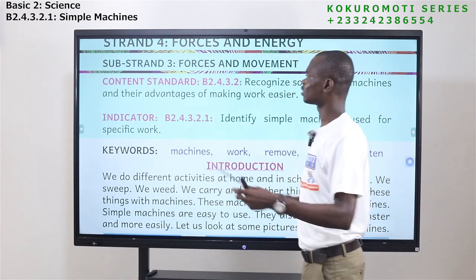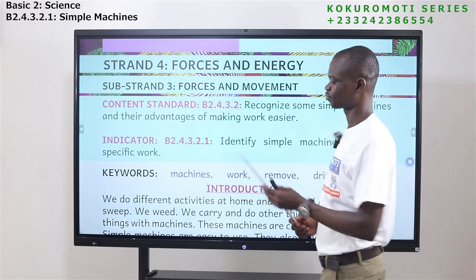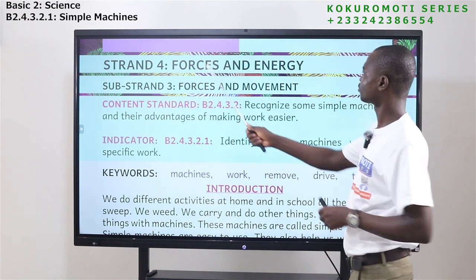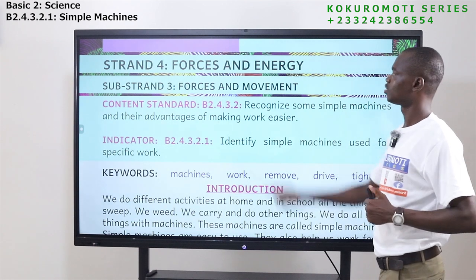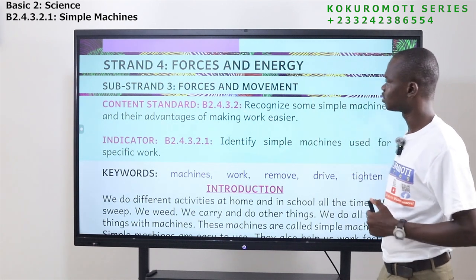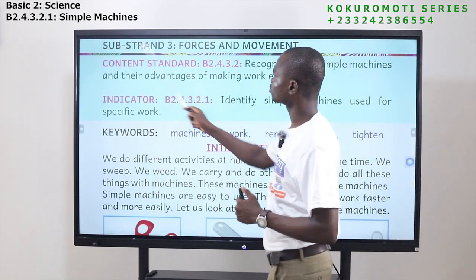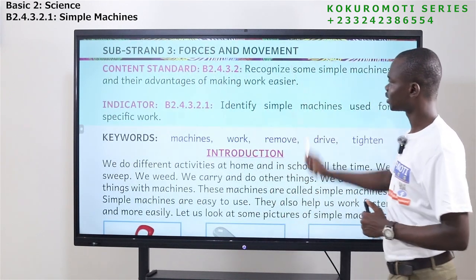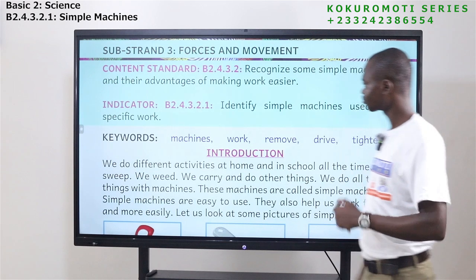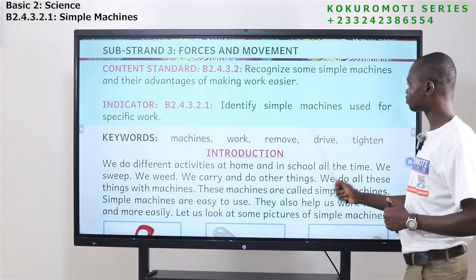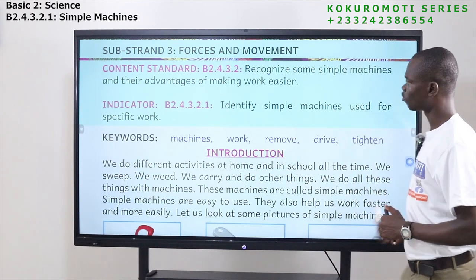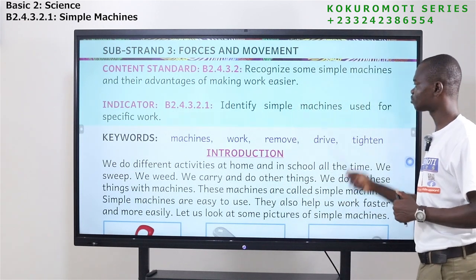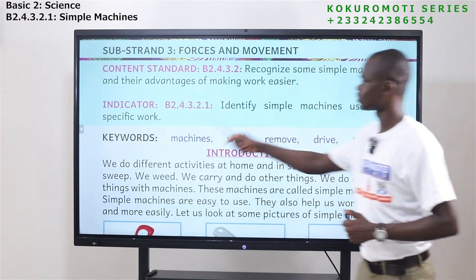Today we are looking at strand 4. What do we have at strand 4? We have forces and energy. So under strand 4 we have sub-strand 3, forces and movements. The indicator: identify simple machines used for specific work.